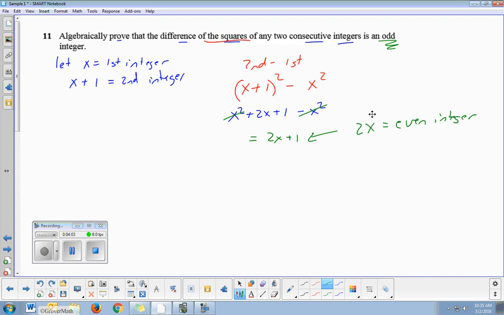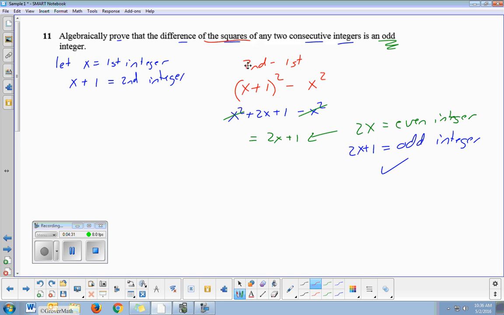But if you did 2 times an odd number, like 2 times 1, 2 times 3, 2 times 5: 2 times 3 is 6, 2 times 5 is 10, 2 times 7 is 14. So if you double any number, you get an even integer. So 2x is an even integer. Therefore, 2x plus 1 must equal an odd integer, because an even plus 1 is odd. And that's it. That's the proof.